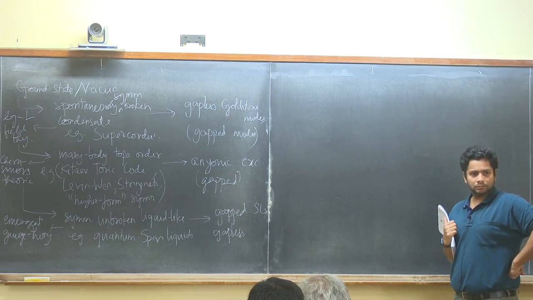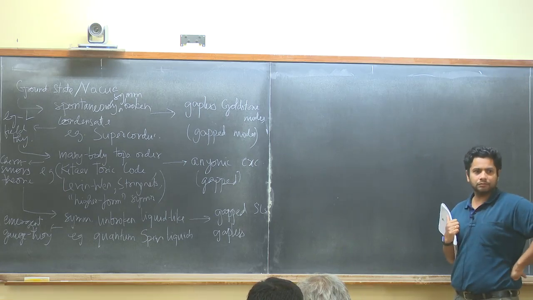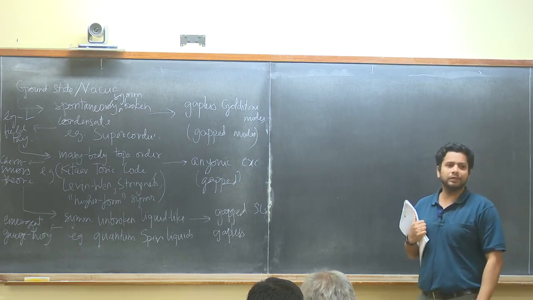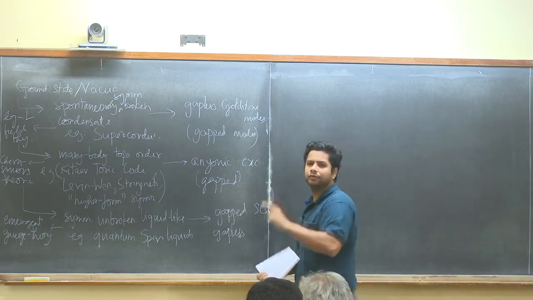U(1) spin liquids also have fractionalized excitations. Correct. So in that sense, they have topological order. I mean, I don't think of it as topological degeneracy. Okay, sure. So, sorry, you were saying?